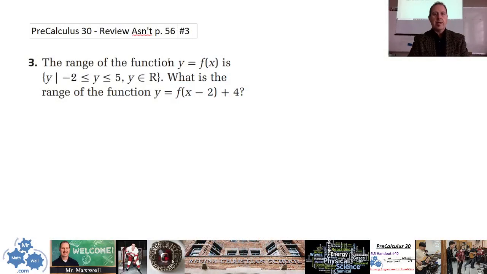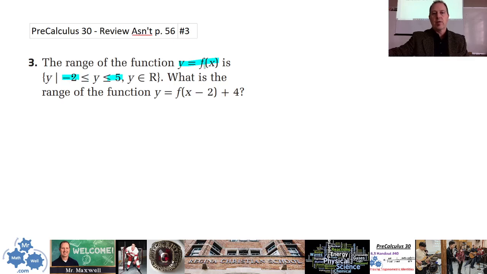All right, so here's Pre-Calculus 30. This is a review question for Chapter 1. And of course, we're talking about function transformations. In this question, number 3 from the review assignment, page 56, we're talking about what happens to the range of the transformed function, given that the original function has this range.